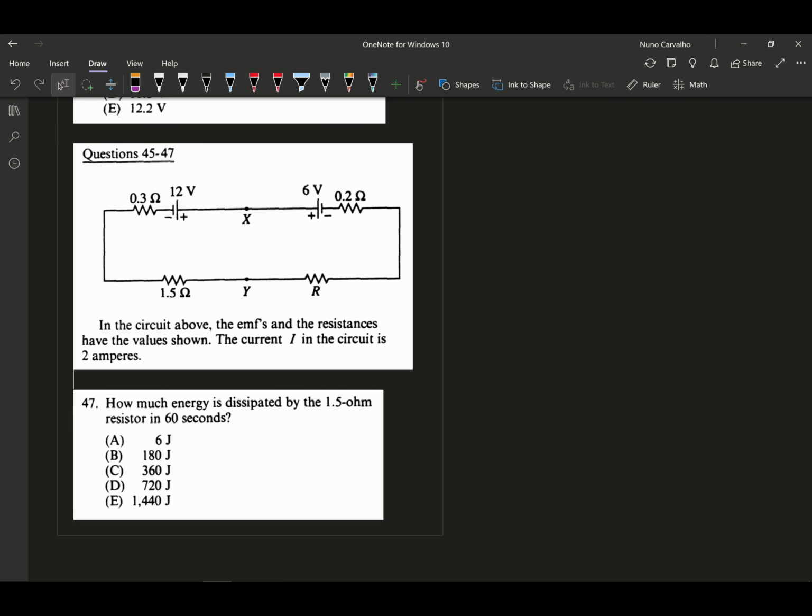For number 47, we are still working with the same circuit from the previous two questions, but this time we're asked how much energy is dissipated by the 1.5 ohm resistor in 60 seconds. So what we need to know here is that E is going to be P times T. Well, really it's supposed to be an integral, but here we can assume that the power is going to be constant. And so T in this case is going to be 60 seconds.